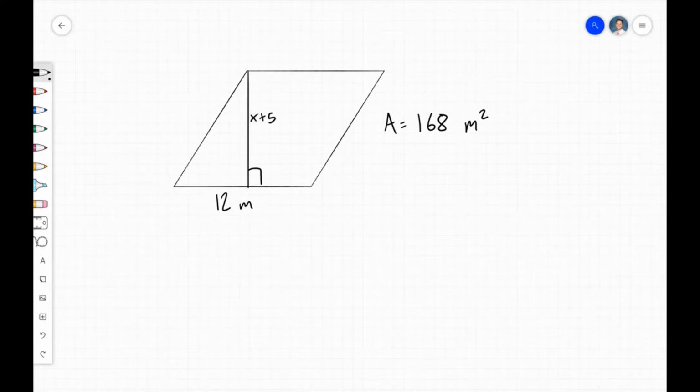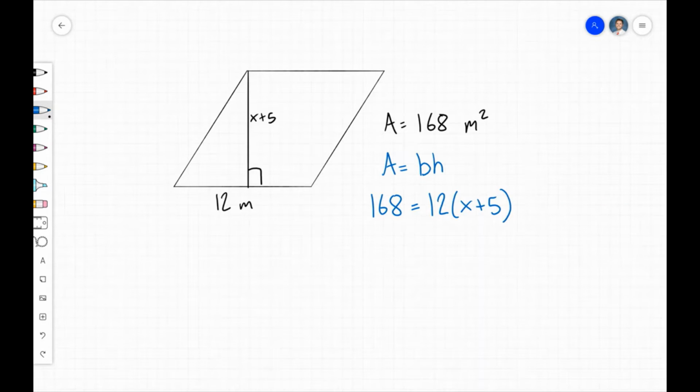So we'll start with our formula. We know that the area is equal to the base times the height. And as always, we'll begin by substituting the values that we know. So we know that our area is 168, our base is 12, and our height is x plus 5.